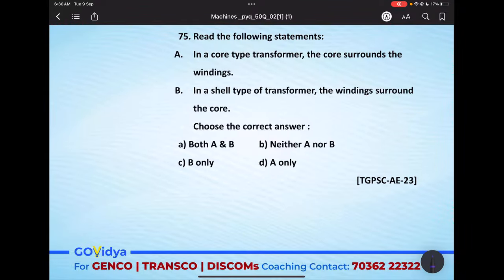The next question is about, read the following statements. In a core type transformer, the core surrounds the windings. In a shell type transformer, the windings surround the core. Okay, let's draw the diagram of core type transformer and shell type transformer.